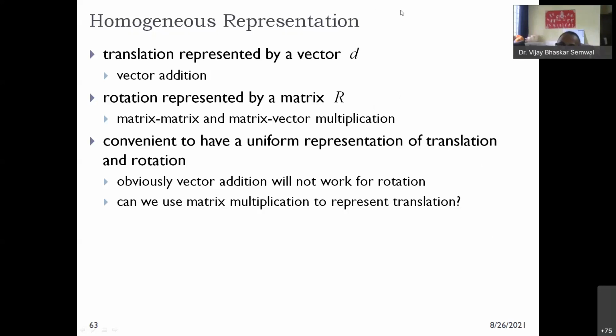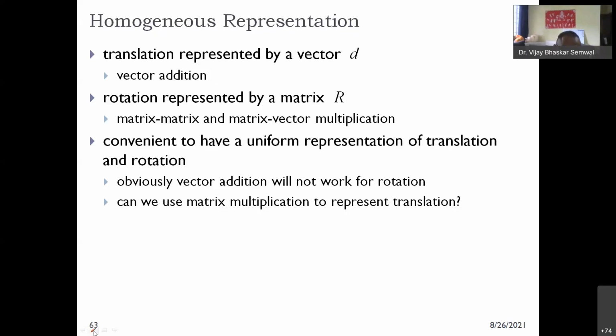Now let us prepare the homogeneous transformation, which will incorporate your translation, because translation is a 3x1 vector. You are only translating around the x, y, z axis. So this is a 3x1 vector. Rotation is a 3x3 matrix. So in the case of matrix and vector, multiplication is possible. You can easily multiply one matrix with the vector.